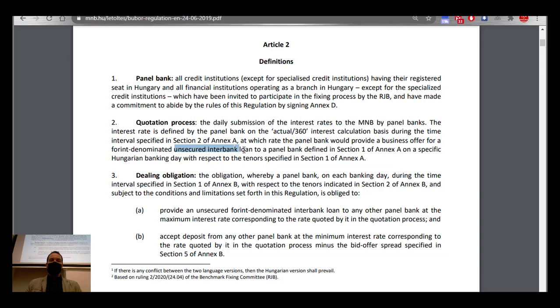And it is an unsecured interbank loan, which means that there is no underlying security, so you don't have to offer any kind of government bond as collateral, and it's not a repo contract. It's just providing a loan to each other.